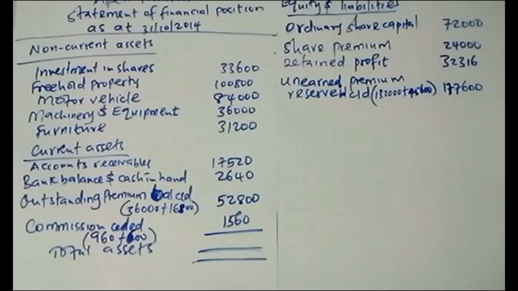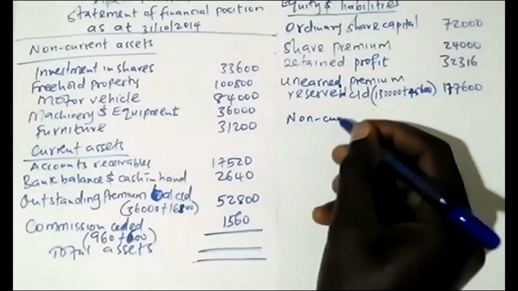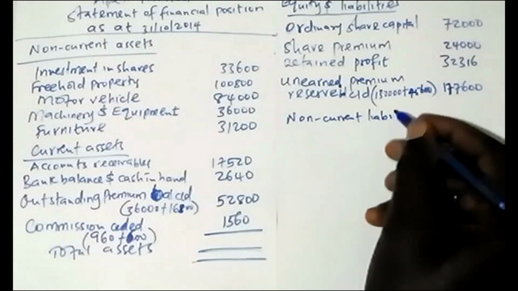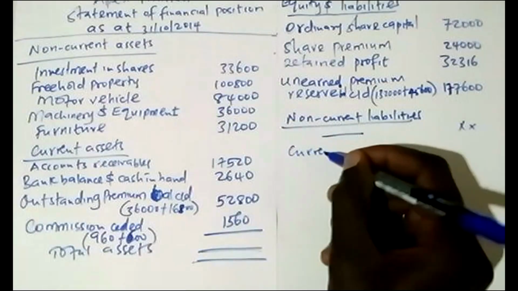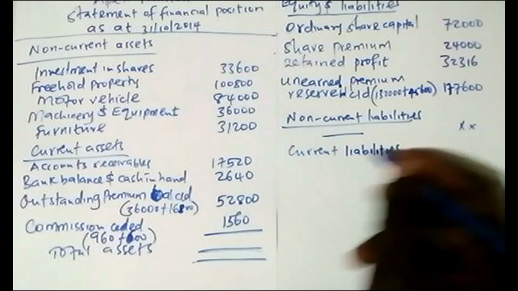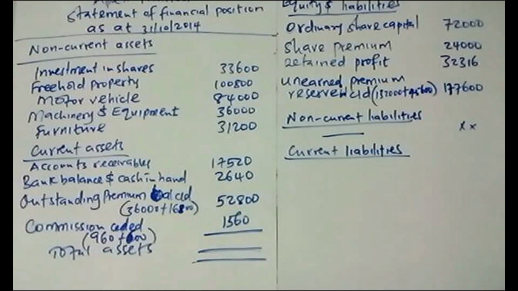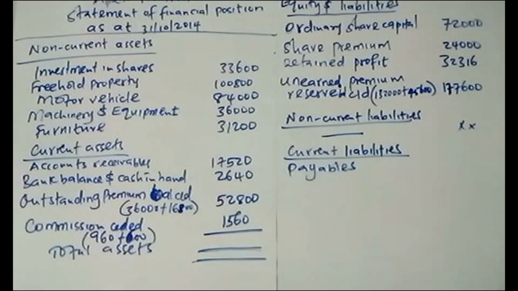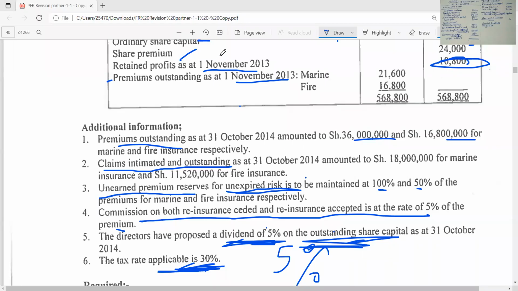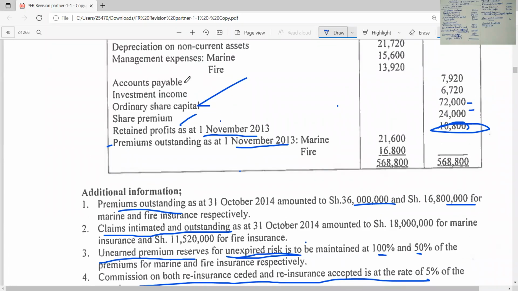After that, we can check if there were non-current liabilities, but there were none. For this question, there was none. Then for the current liabilities, we have the payables. That is the accounts payables. The accounts payables was $79,20.